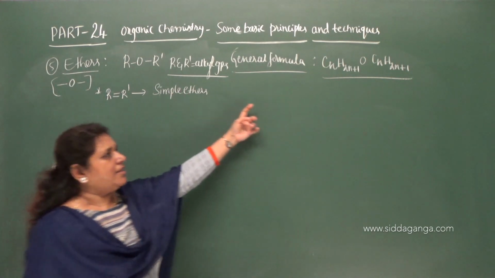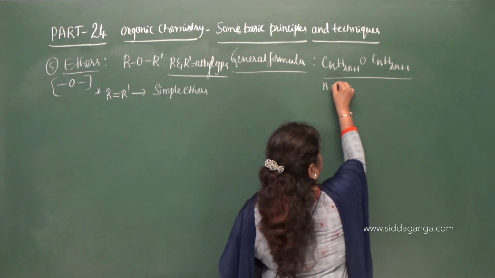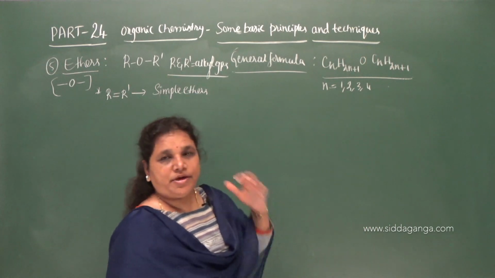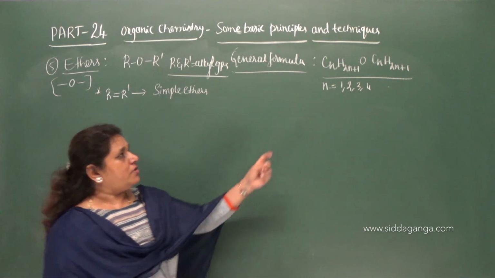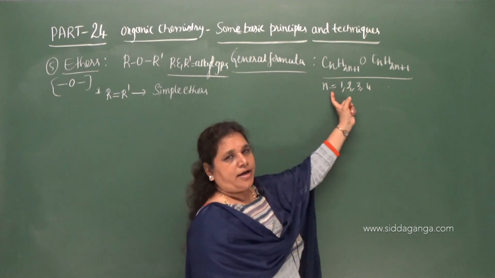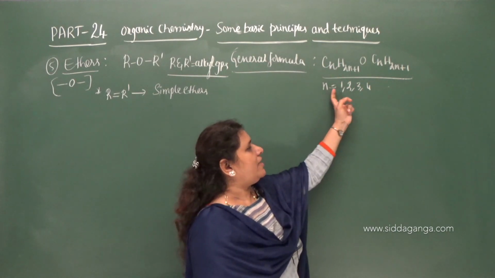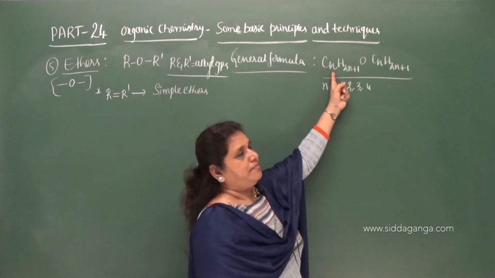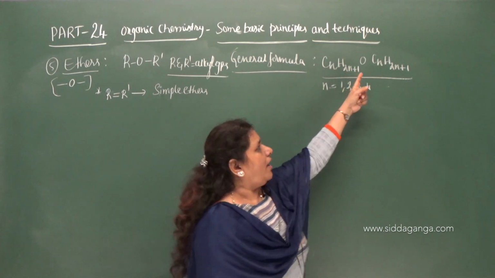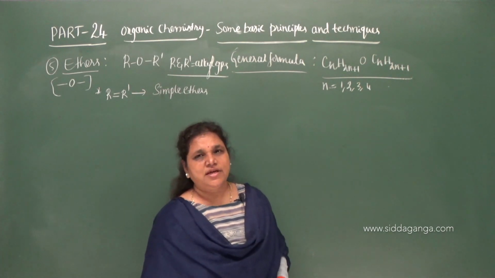And in the general formula, we need to give the number of carbon atoms. n is equal to 1, 2, 3, 4, etc. gives the number of carbon atoms. For simple ethers, the value of n is the same for both sides. For example, if n is equal to 1, this becomes methyl, that is C1H3, that is CH3 and CH3. Both the alkyl groups will be methyl groups, and then the ether becomes a simple ether.